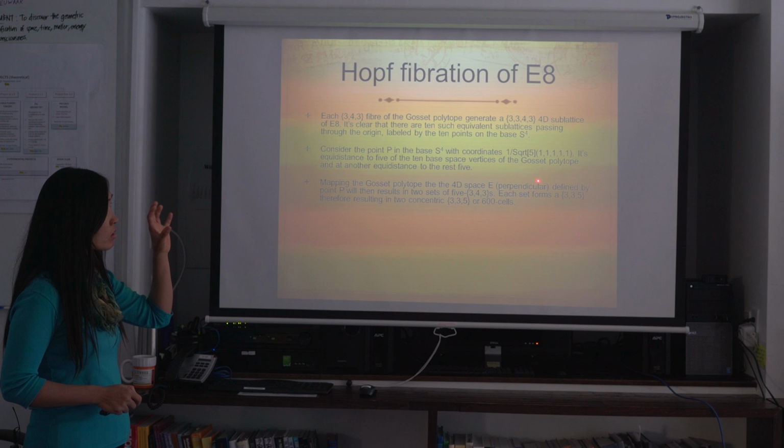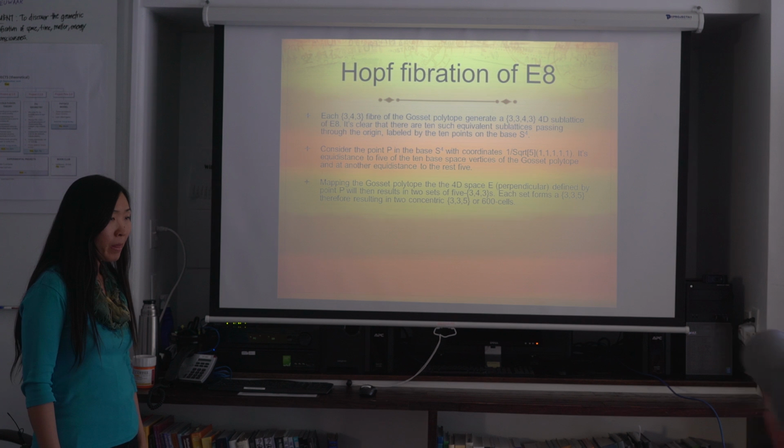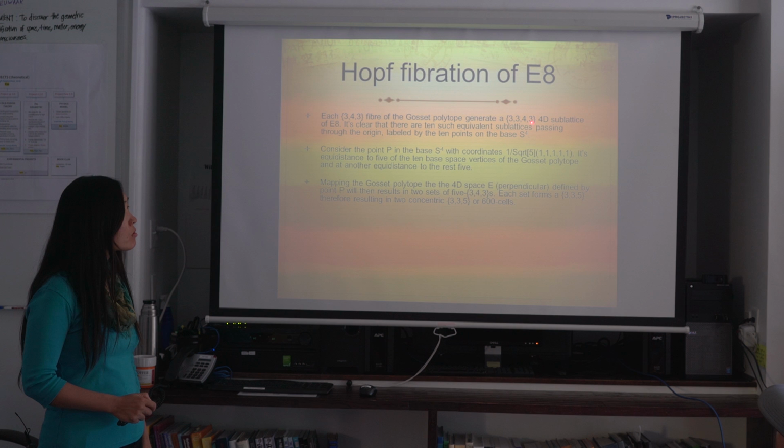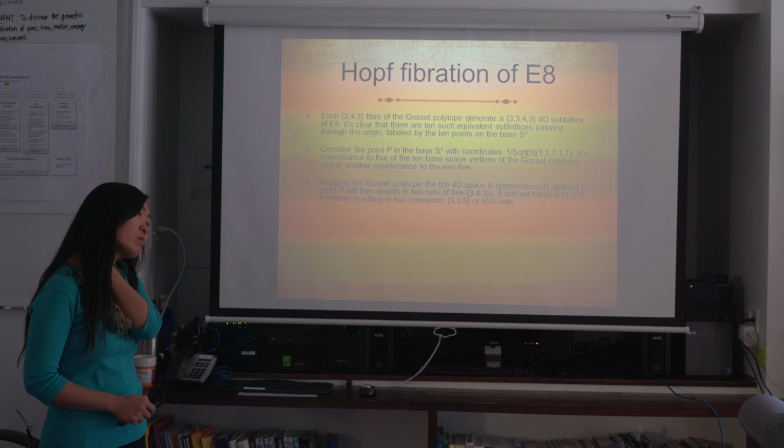So I have two questions. So the 4D sublattice, what's the name of that lattice? That's D4? That's A4? That's 3-3-4-3. The icosahedral tetracoric conical. What is this D4 lattice? It's D4. Is this the same as A4? No, it's different.